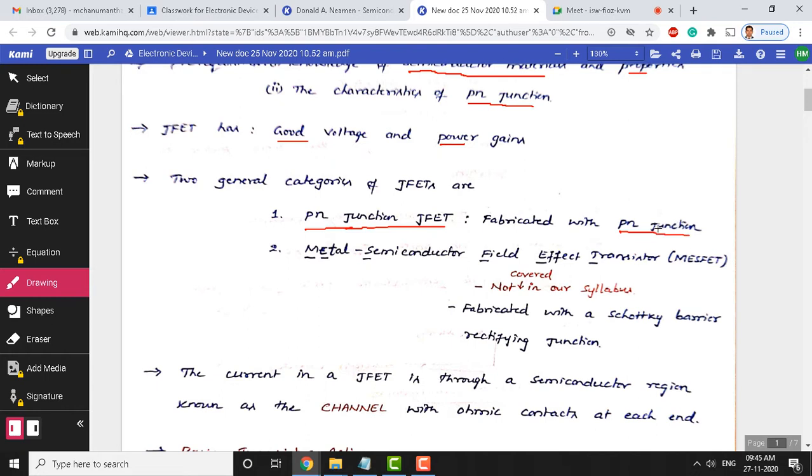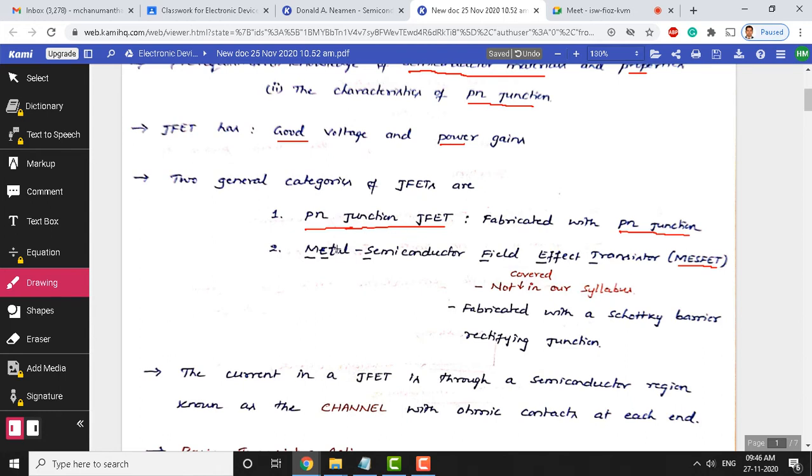There is another device with which you can make a JFET, the MESFET. Metal semiconductor field effect transistor, this we call a MESFET. Do not get confused with the MOSFET I introduced previously. That is different from this MESFET. MES means metal semiconductor; the oxide is missing here. And this is not under the scope of our syllabus, so we are not covering the MESFET, but only for information's sake I am mentioning it here.